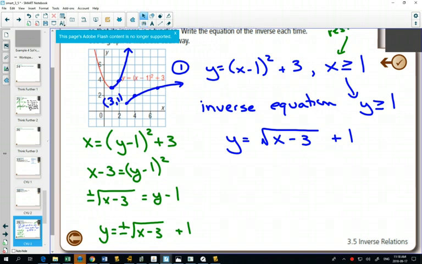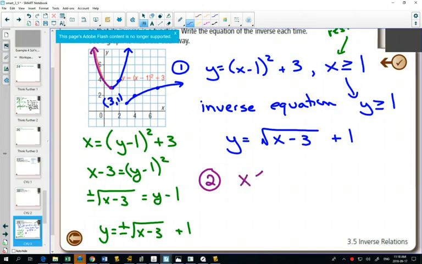I'm going to switch colors to purple because it asks for two ways to restrict the domain. One way was to take the right half. Can you see another way would be to take the left half? So how would I write that restriction? x less than or equal to 1 would be my restriction.